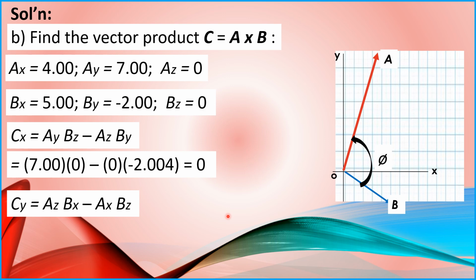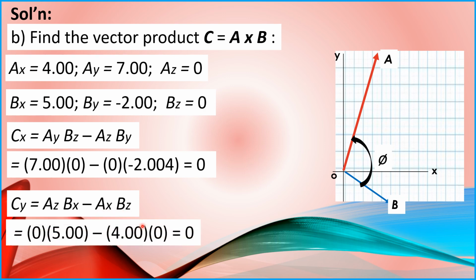Now, for the y component of vector c, we have the formula: cy is equal to az multiplied by bx minus ax times bz. Substituting, az is equal to 0 multiplied by bx, which is 5.00, minus 4.00, which is the value of ax, and bz again is 0. So, simplifying, you will still get cy equals 0.